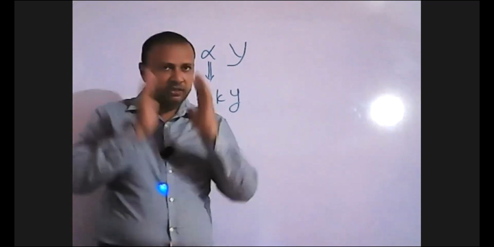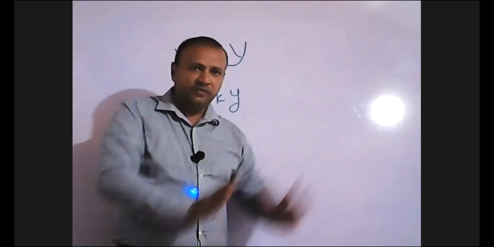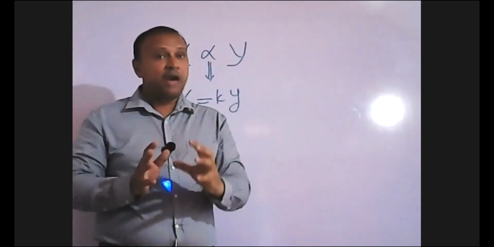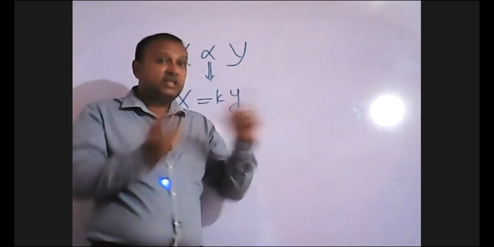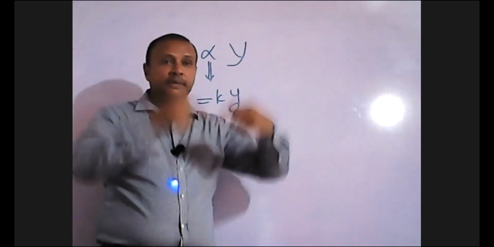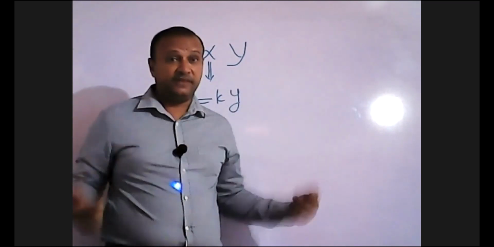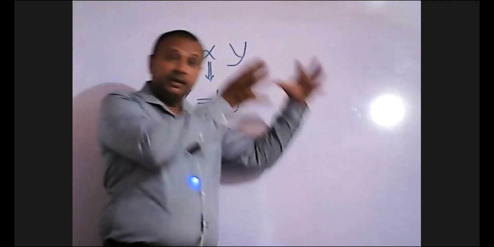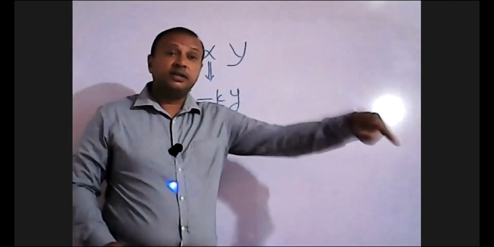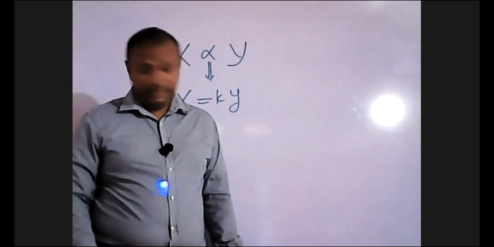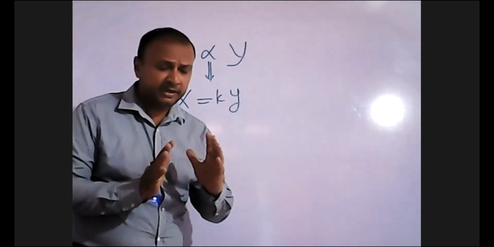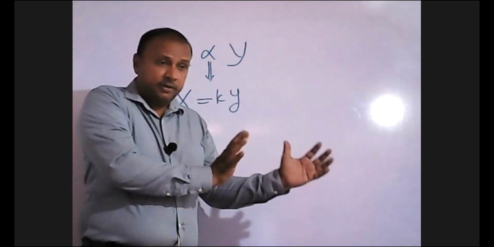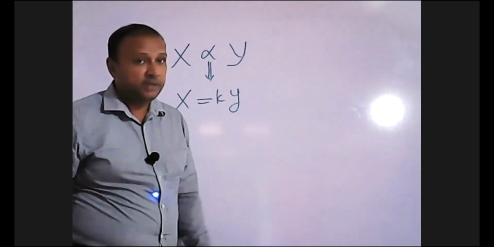First we have to consider the given physical quantities, and we have to determine what the relationship between these two physical quantities is. We must first decide what their relationship is. If their relationship is a directly proportional one, we can directly convert it into an equation. Okay?